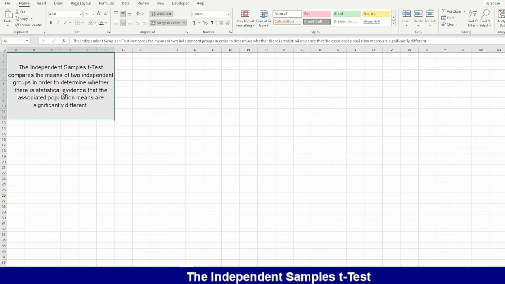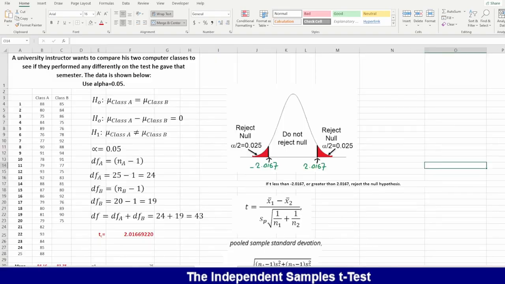Good day. Today we will talk about the independent samples t-test. In this test, we will compare the means of two independent groups. For example, let's say an instructor wants to compare his two classes, to see if the performance of the classes is equal or there's a difference between them.